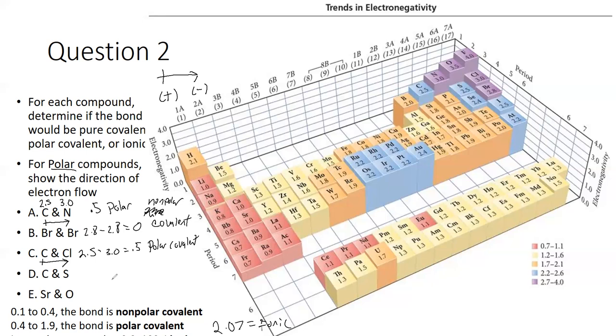Carbon and sulfur, carbon's 2.5, sulfur's 2.5. That is nonpolar or pure covalent. Then we have strontium, that is 1.0. Oxygen is 3.5, which is a difference of 2.5, which means this is ionic. And we don't draw the arrow for ionic compounds either. The arrow is only for polar compounds, and it's just showing you which one is more negative and which one's more positive. So questions about using electronegativities to determine what type of bonds are going to form between molecules.